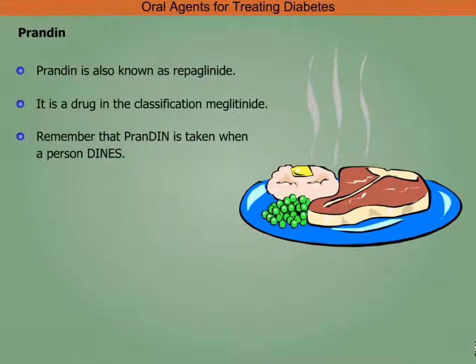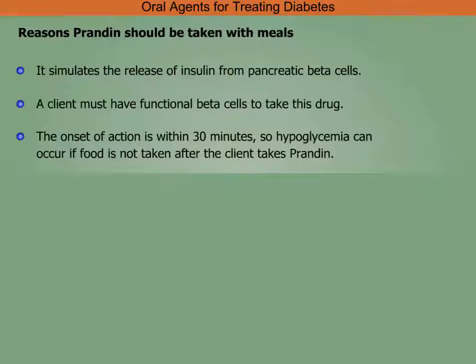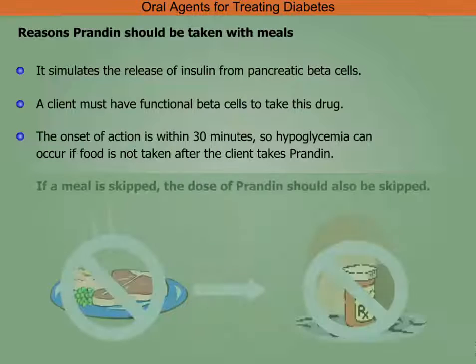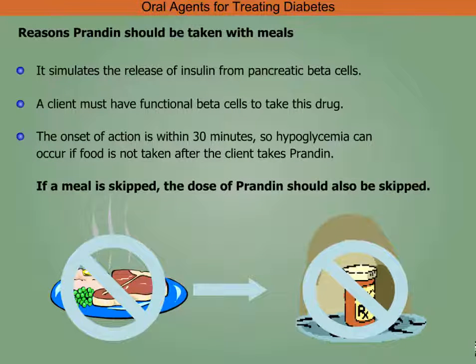Prandin. Prandin is also known as repaglinide. It is a drug in the classification meglitinide. Remember that Prandin is taken when a person dines. Reasons Prandin should be taken with meals. It stimulates the release of insulin from pancreatic beta cells. A client must have functional beta cells to take this drug. The onset of action is within 30 minutes, so hypoglycemia can occur if food is not taken after the client takes Prandin. If a meal is skipped, the dose of Prandin should also be skipped.